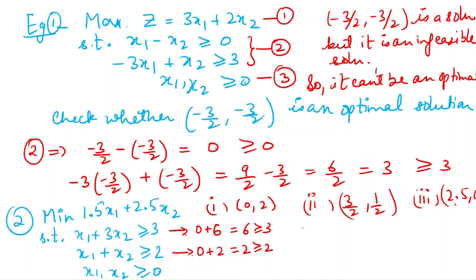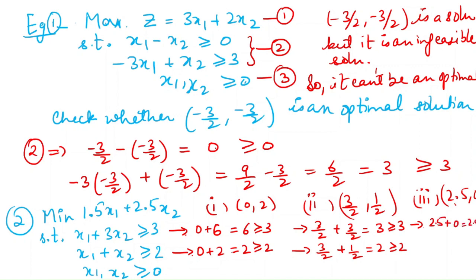3 by 2 plus 3 by 2, that's 6 by 2, equal to 3, so that's equal to 3 only. And 3 by 2 plus half, that's 4 by 2, equal to 2, so again it satisfies the constraints. Lastly we have 2.5 plus 0, 2.5, that is not greater than or equal to 3. So here we could say that (2.5, 0) is not a solution.